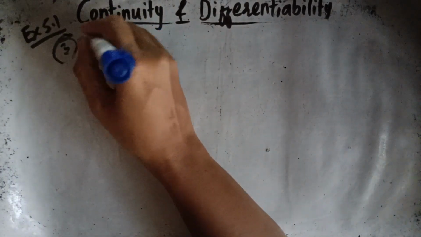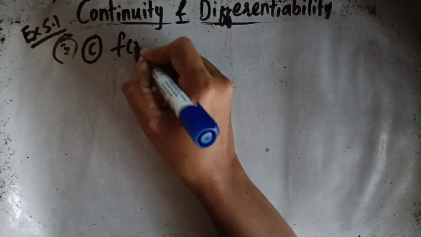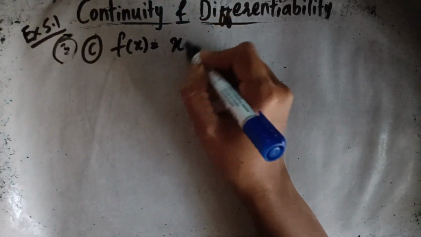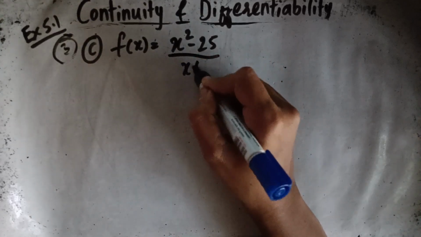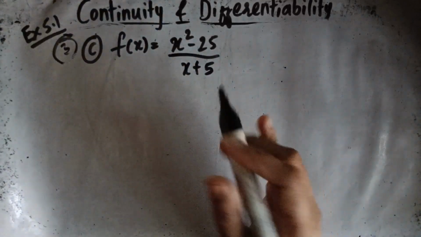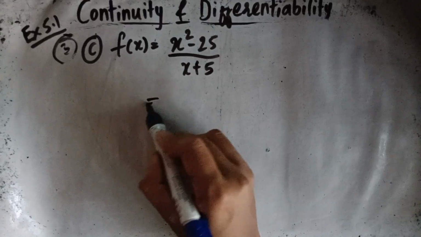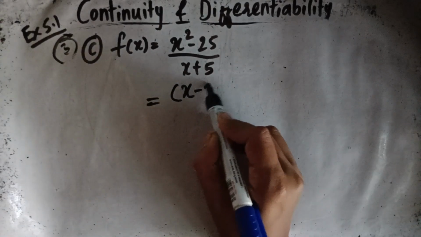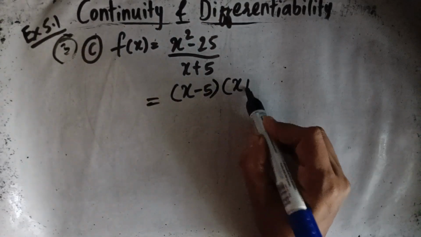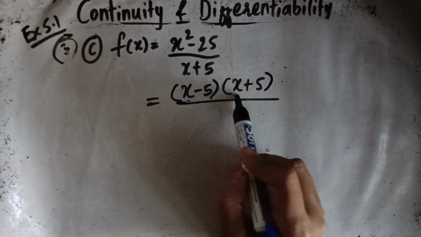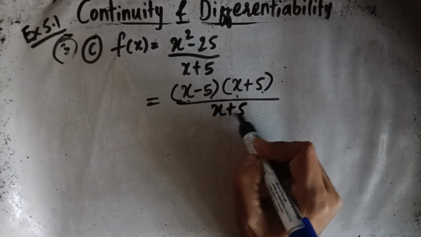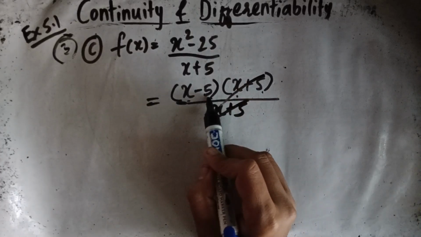Next is f of x equal to x square minus 25 upon x plus 5. Now here we can reduce this function. The numerator can be written as x minus 5, x plus 5. This is your a square minus b square, so a minus b, a plus b. So you will get x minus 5.